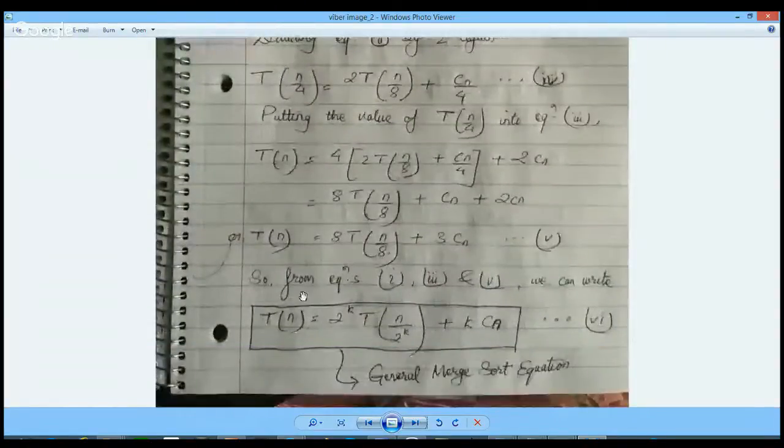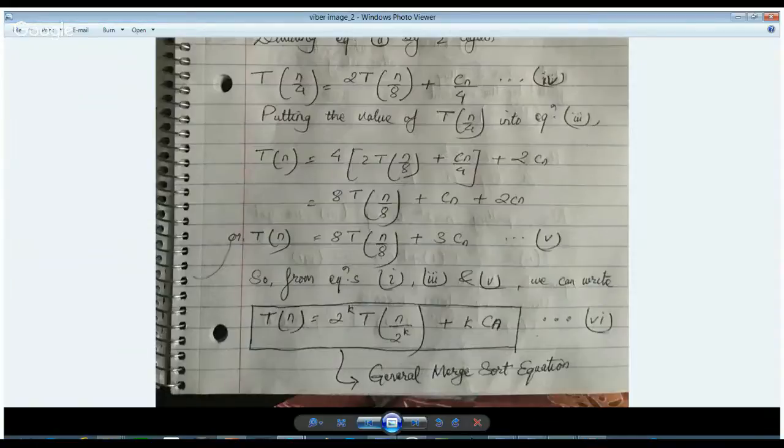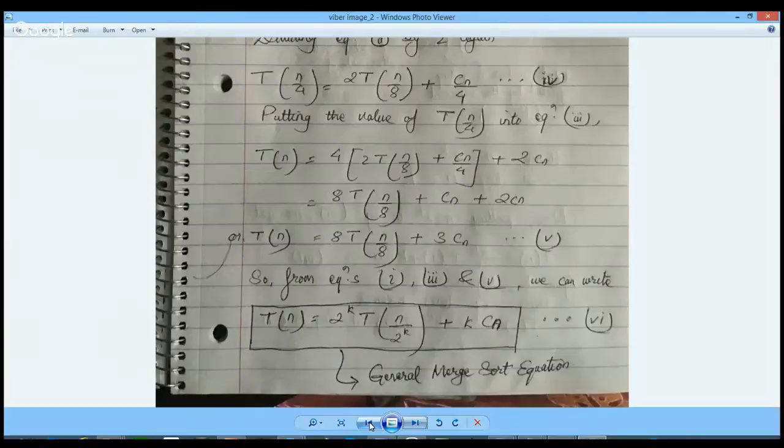So this is the general MergeSort equation that we found out, which is Tn equals 2 to the power k times T(n/2^k) plus kCn. We found this after splitting the assumed time function Tn of the MergeSort into smaller parts, and analyzing the pattern of change of the constants.